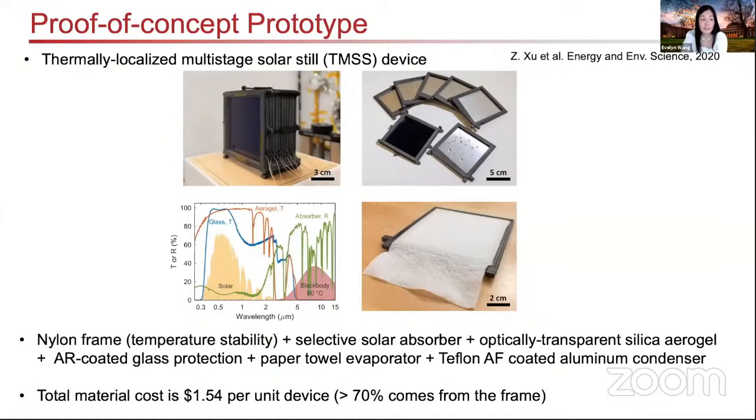The materials costs in this case are low. We estimate it's about $1.50 per unit, and 70% of that comes from the nylon frame. So you can imagine as we start to scale, this cost can be reduced significantly.